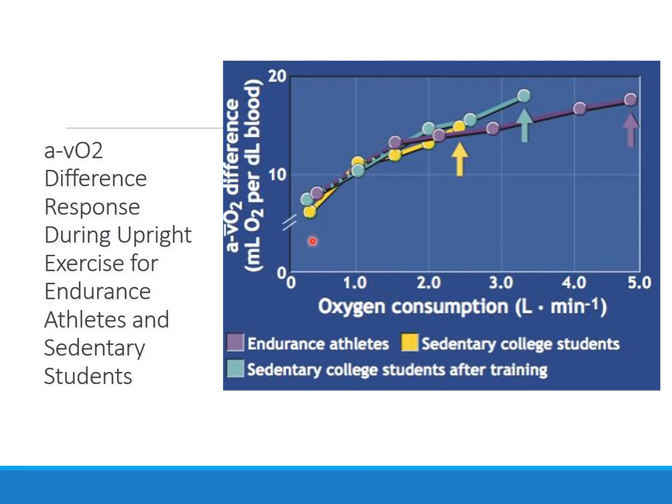So here's this AVO2 difference again. You guys can see at rest, the difference is about 5 milliliters, as we talked about in that lecture a ways back. But over time, you can see that when you start doing exercise, the endurance trained person has a higher level of extraction than the person who is untrained. So that's kind of the big difference. It's not a super significant difference, but you can see that there is a difference between an endurance athlete and an untrained athlete.